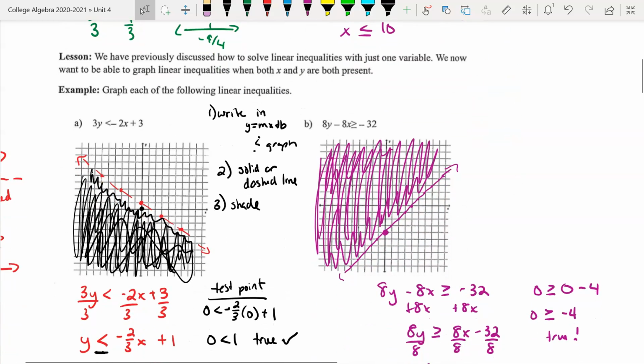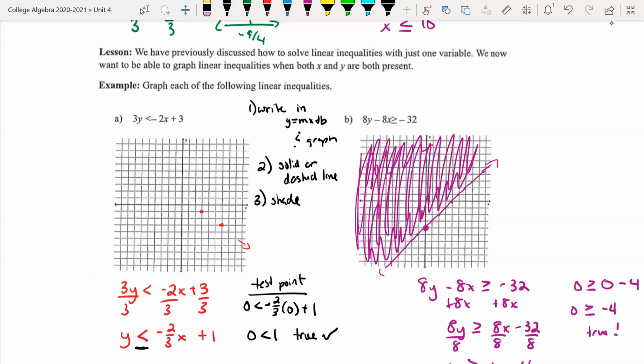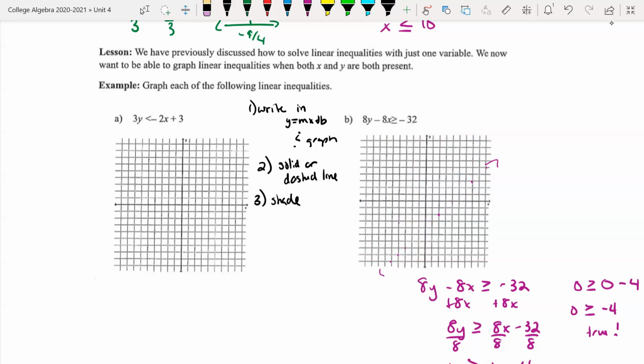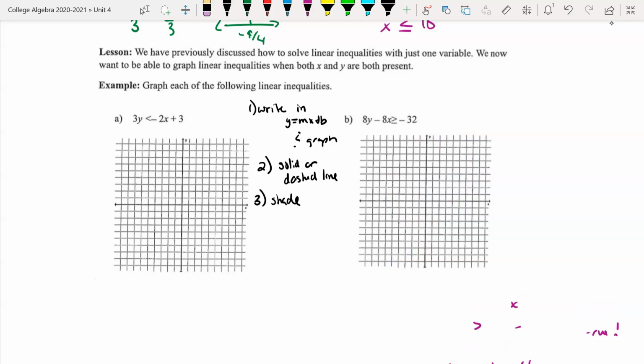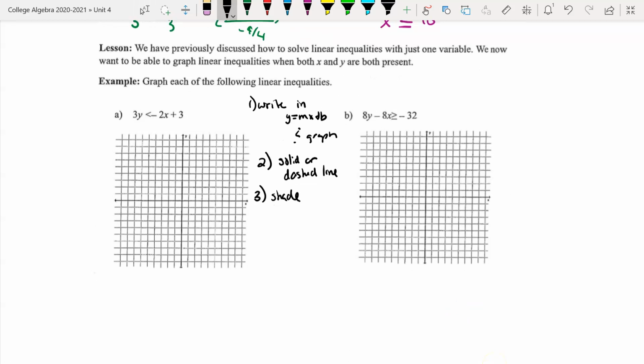All right, with that being said, we're going to graph inequalities and eventually get into systems of inequalities. When you're graphing a system of inequalities, you're going to have shading. I wrote down 3 steps that I think are very important. The first step is to write your equation in y equals mx plus b form. If both equations have an x and a y, you write them in y equals mx plus b form so you can graph them, and that's what we're used to.